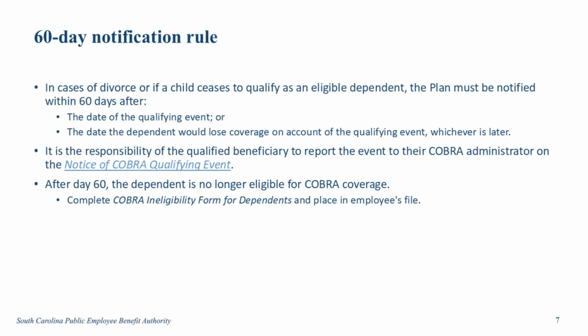If a qualifying event occurs for a covered dependent, the subscriber must report the event on the later of 2 dates to be eligible for COBRA. The dates are within 60 days of the date of the qualifying event, or the date coverage would have been lost because of the event. The qualified beneficiary must report the event to the COBRA administrator on the notice of COBRA qualifying event.